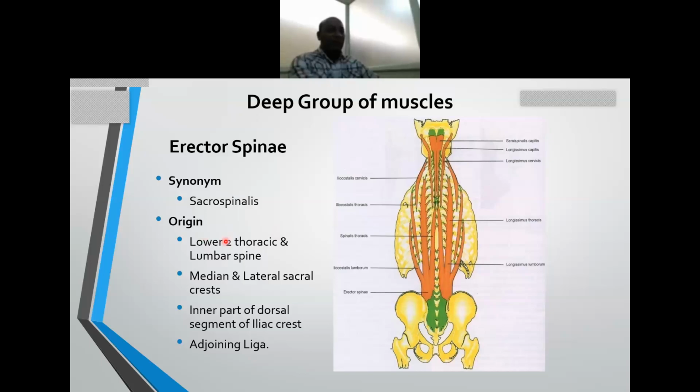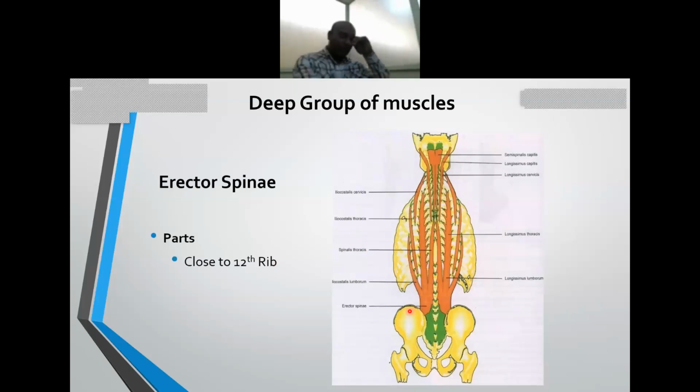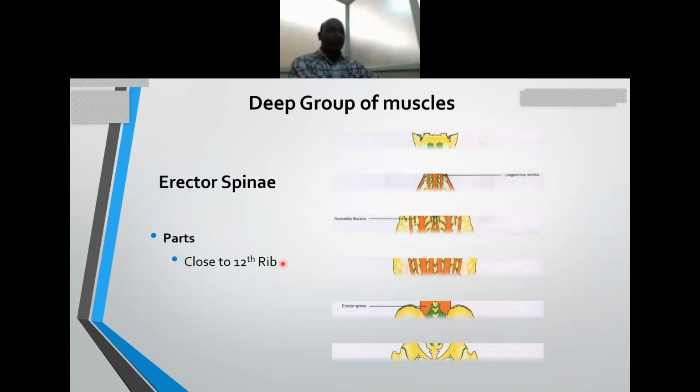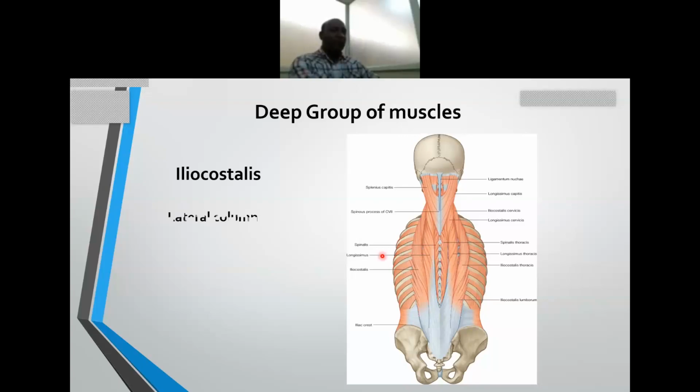so origin is from the lower thoracic and lumbar spines, sacral crest, inner part of the dorsal segment of the iliac crest, and quadratus lumborum and the thoracolumbar fascia. Okay, so all those ligaments and fascia will give attachment to the erector spinae muscle, and they are enclosed in the compartments of the thoracolumbar fascia, as you have already seen. Okay, so there are spinalis, longissimus, and iliocostalis from medial to lateral. Okay, so that is about that.